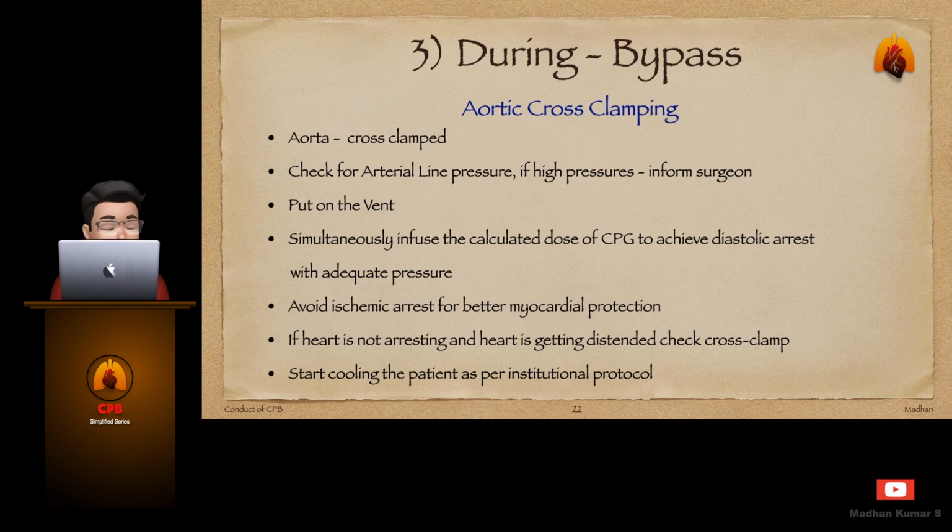Now, the aorta will be cross-clamped. Check the arterial line pressure. If pressures are high, inform the surgeon to relocate the aortic cross-clamp. Put on the vent. Simultaneously infuse the calculated dose of cardioplegia with adequate pressure. Avoid ischemic arrest for better myocardial protection. If the heart is not arresting and is getting distended, check whether the cross-clamp is intact. Start cooling the patient as per your institutional protocol.